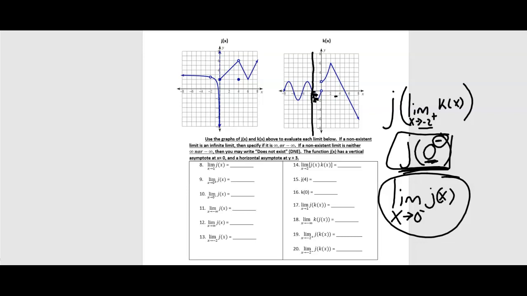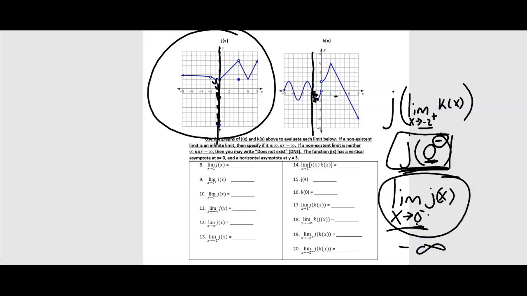Now when I switch over here to the j function, the 0 is going to be thought of not as a y, but as an x. So if you're approaching 0 from values that are less than 0 on the x-axis, that means you're approaching from the left. So on the j function, we're approaching 0, which is this vertical line here, from the left. And I believe we answered that one earlier also. And what we found out for that one was that it was negative infinity.